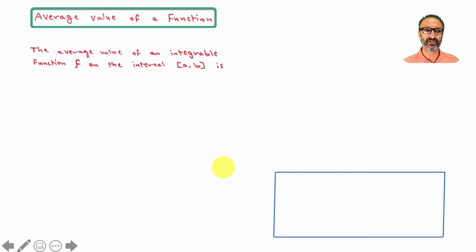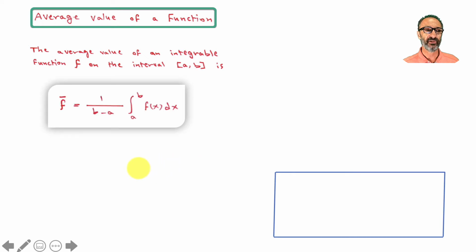The average value of an integral function f on the interval from a to b is, we write a bar on top of f, we call it f average, 1 over b minus a multiplied by the integral from a to b of f of x dx.